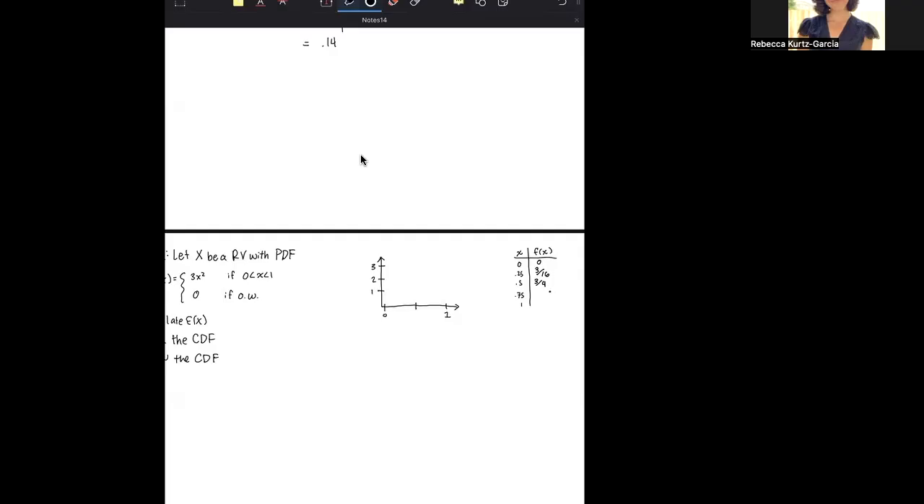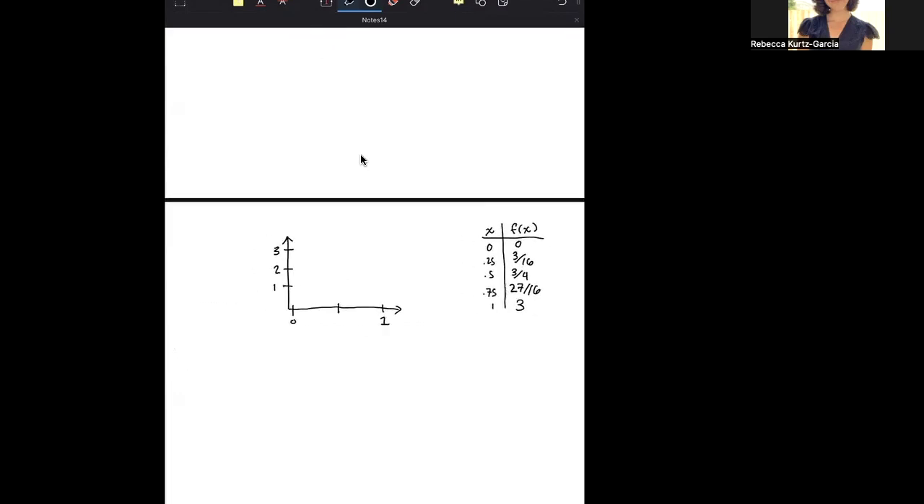3/4 squared is 9 over 16. Times 3 is 27 over 16. Check my math. 27 over 16. Okay, then 1 squared times 3 is 3. All right, so this is an interesting function.